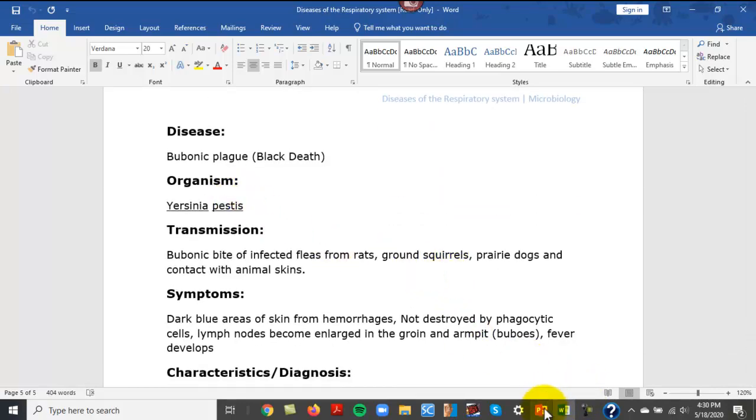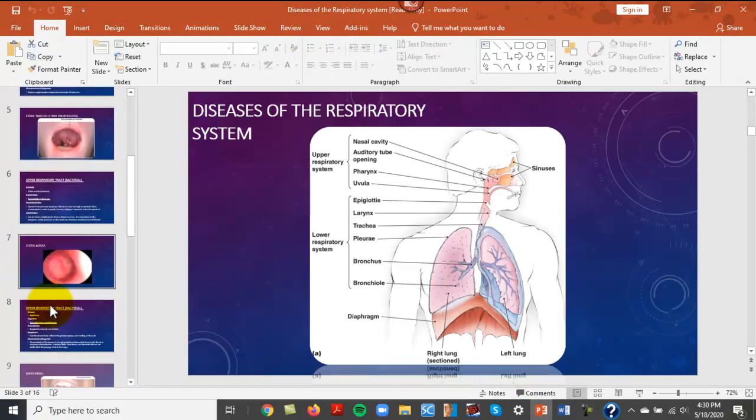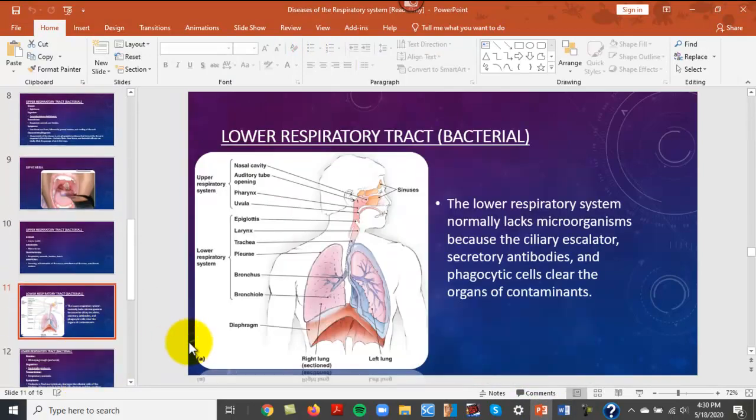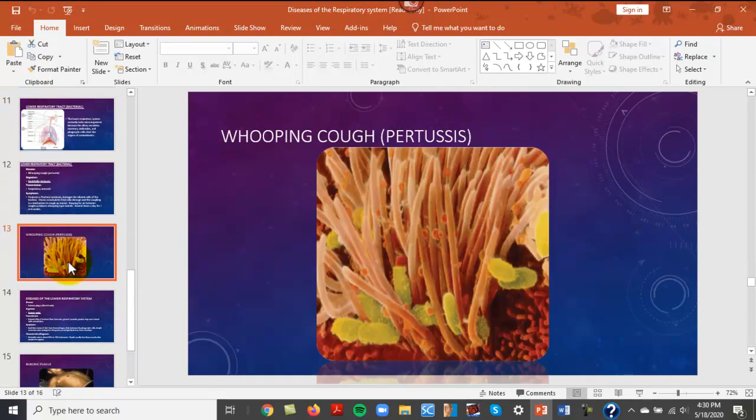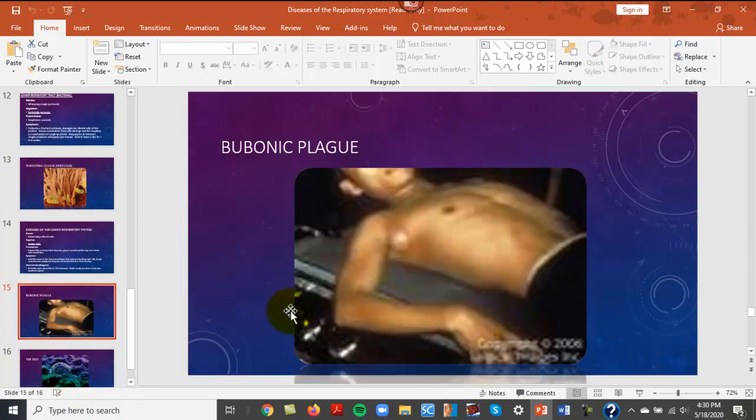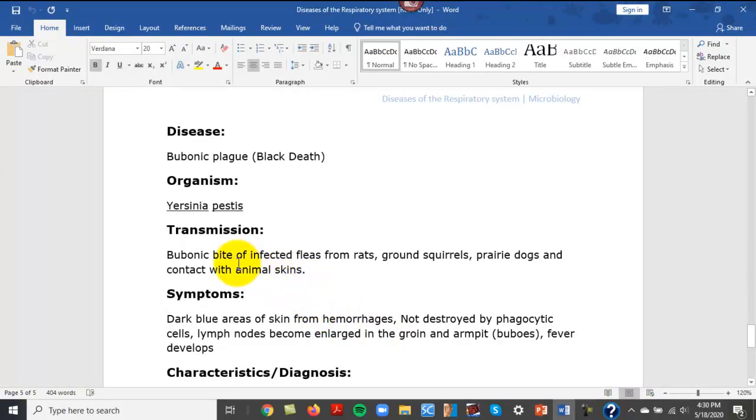Bubonic plague, that's a bad one. It's spread by squirrels of all things, little rodents. There's the cilia in the bronchioles. Bubonic plague causes these things called buboes. Swollen lymph nodes, and then you get a ring around them, like a dark ring. Yersinia pestis, that's a bacteria.